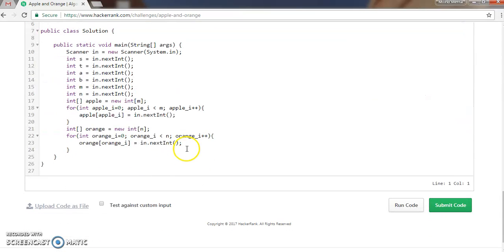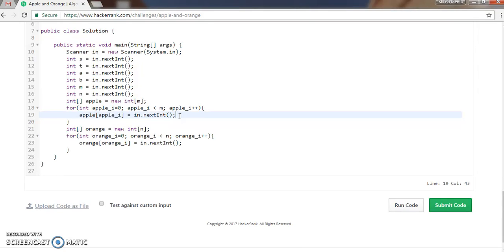Okay, so what have they taken? They have taken a starting point, terminating point, apple tree location, orange tree location, number of apples, number of oranges, and they have taken the distance of the apple and the orange distance from the orange tree. Okay. So what do we need to count? We need to count numbers.